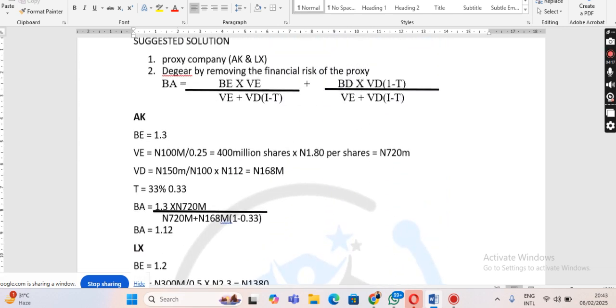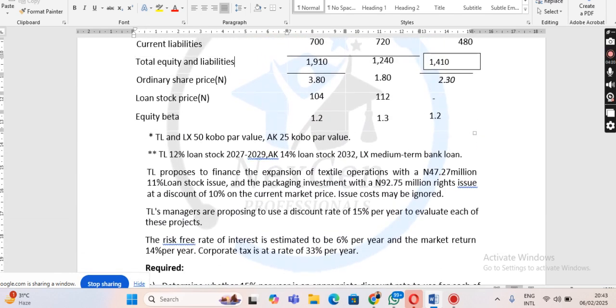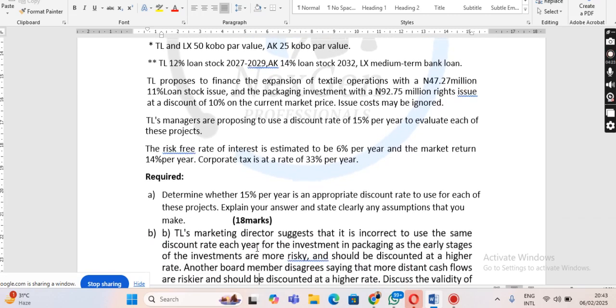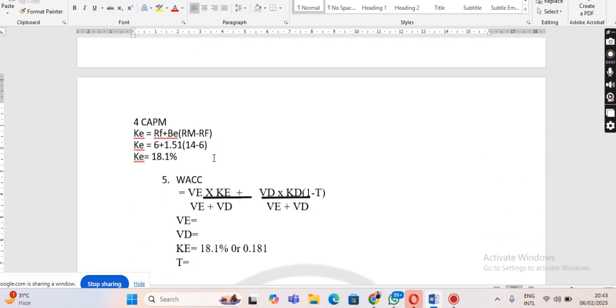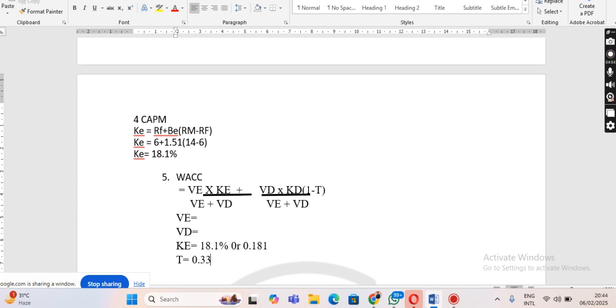So we quickly go back to the question. Don't forget that I said yesterday that this corporate tax given to you, you could have a corporate tax for the main company, and you could have a separate corporate tax for the proxy company, which is the company you are diversifying into, right? Now, in this question, we're given only one corporate tax. So it is assumed that this corporate tax will be used for both the main company as well as the proxy company. So we quickly have the tax rate. We've done something like this before in our previous lecture, right?